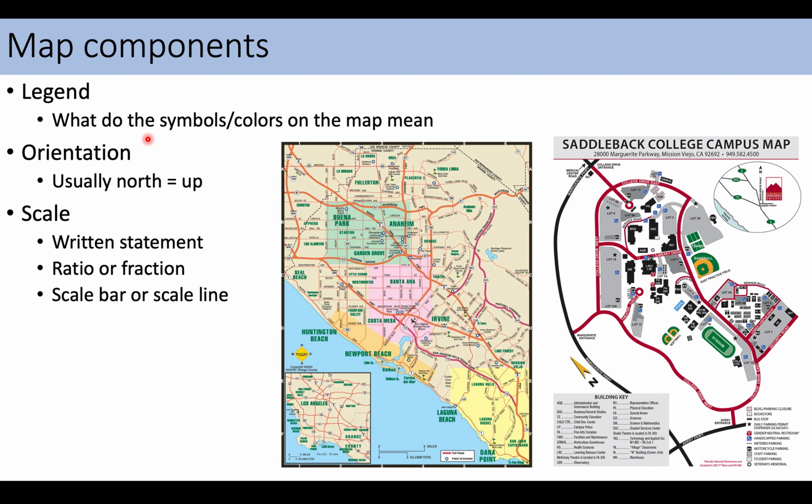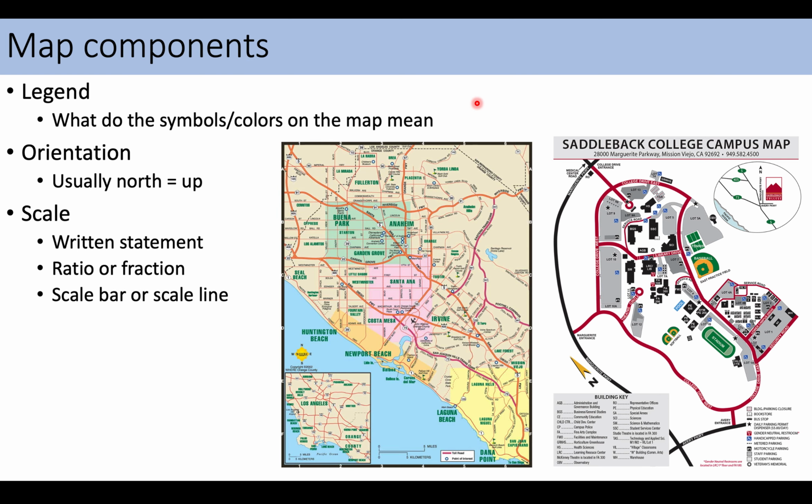There's also always going to be an orientation arrow on a map. What that means is the map should tell you which direction is north so that you can orient yourself. Most maps, especially if they're large scale maps, are going to have north facing upward, or towards the top of the map, the top of the page.